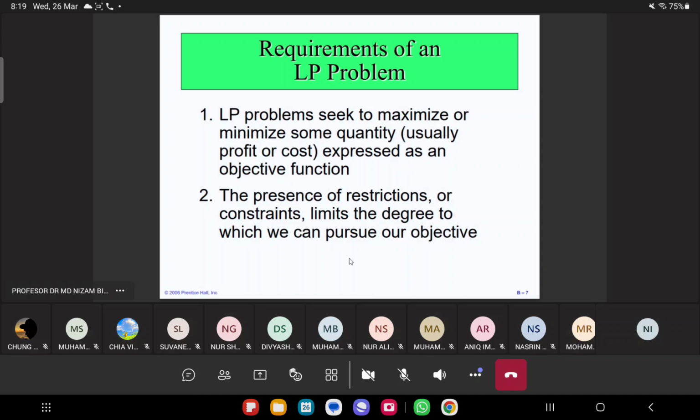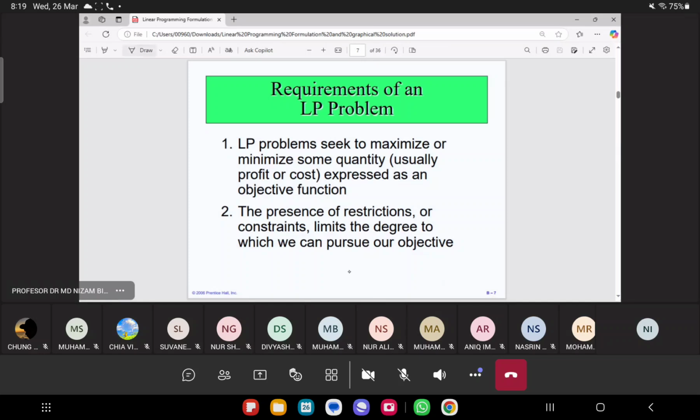So let's look at the requirements of a linear programming problem. These are basically what needs to be there for you to be able to use linear programming methods to optimize a particular situation. Okay. The first one: linear programming problems seek to maximize or minimize some quantity. So that's the first requirement. The goal is to maximize or minimize something, a quantity.